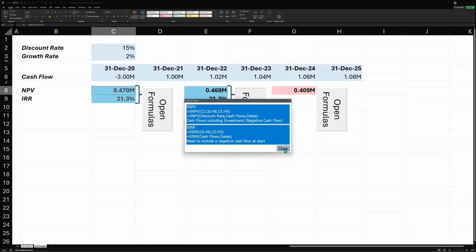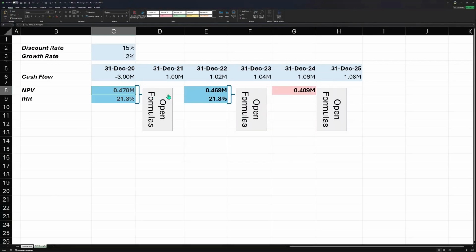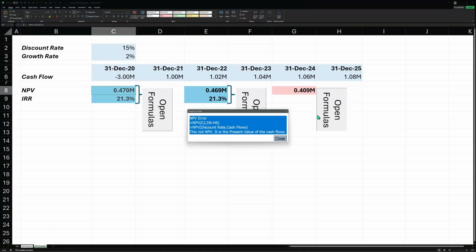You'll notice when we look at the results here, they are slightly different because there are different numbers of days in each of the years that we've got in the example. One of the things I want to caution you against is this error where people forget to add back that negative investment that happens at the beginning. And this is not NPV. This becomes the present value of the cash flows. NPV only happens when you get rid of that initial investment that occurs.